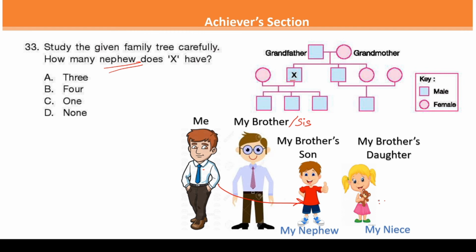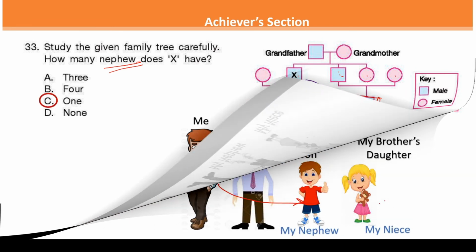So according to this, X has 3 kids. Well, X has one brother and a sister, and this brother with his wife has a child who's a boy. So Mr. X has 1 nephew. So my answer is option C, 1.